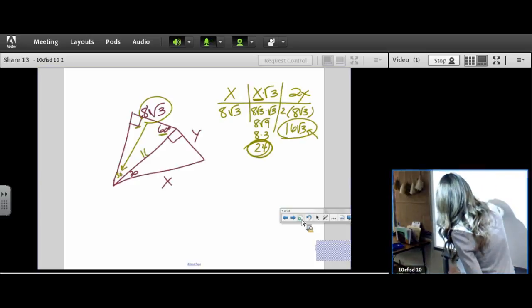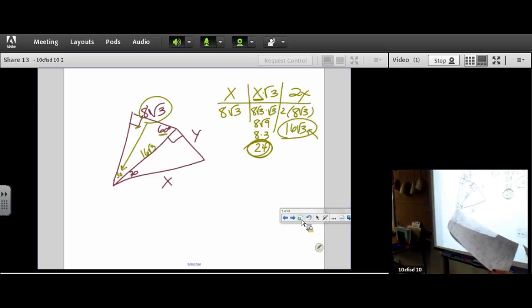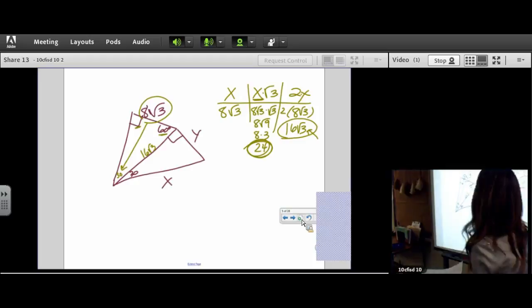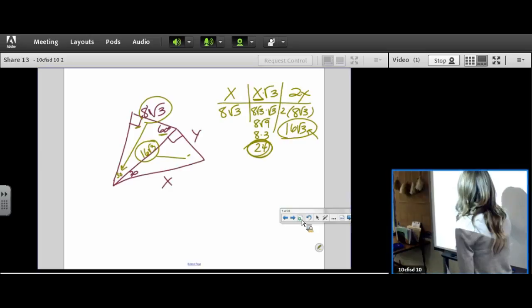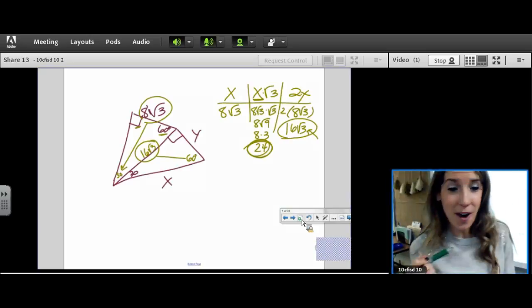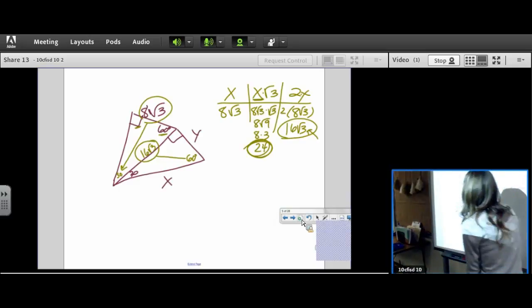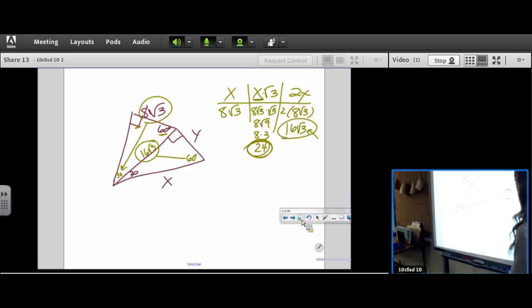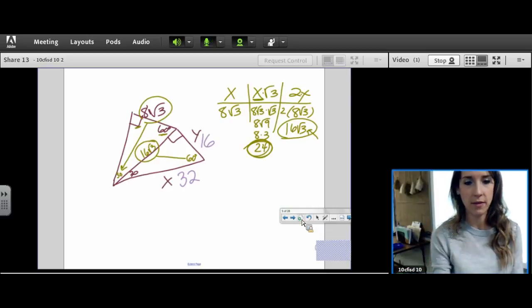We need to place it back on our picture in the right spot. Okay, we're back. 16 root 3. What do I have and what is it across from? This is great news, people. The root 3 is across from 60 for once in our life. So I'm not even going to draw the table. Since the 16 root 3 is across from 60, the 16 goes across from 30, and we double it to get across from 90. The short leg and the hypotenuse are always half and double, double and half.